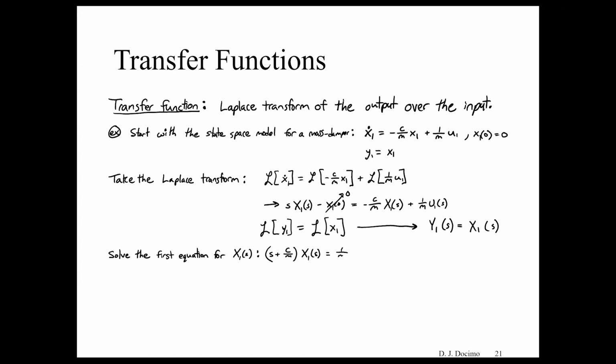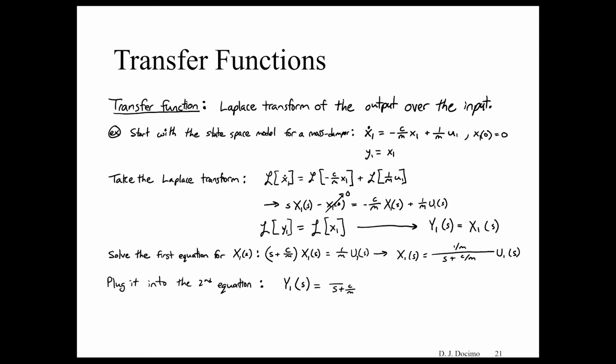Let's solve this first equation for X1 of s. If we take this equation, move the x1 term over, we can get s plus c over m times X1 of s is equal to 1 over m times U of s. In other words, X1 of s is 1 over m divided by s plus c over m, times U of s.